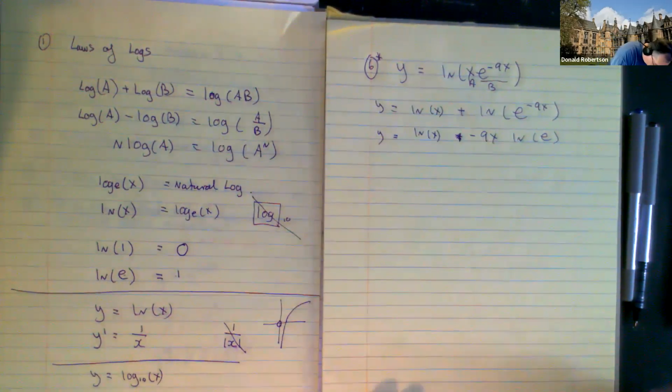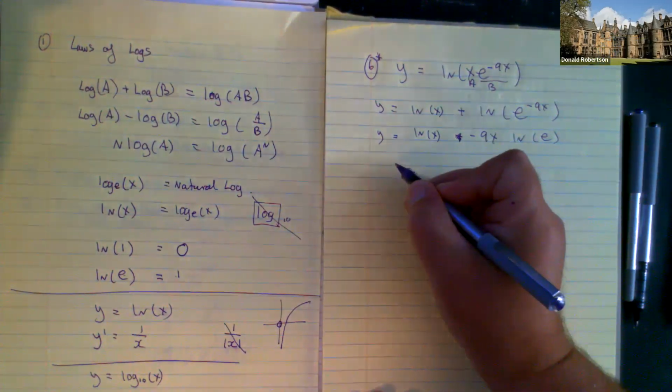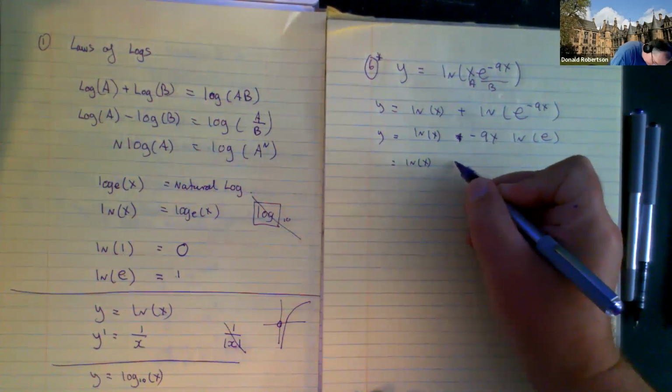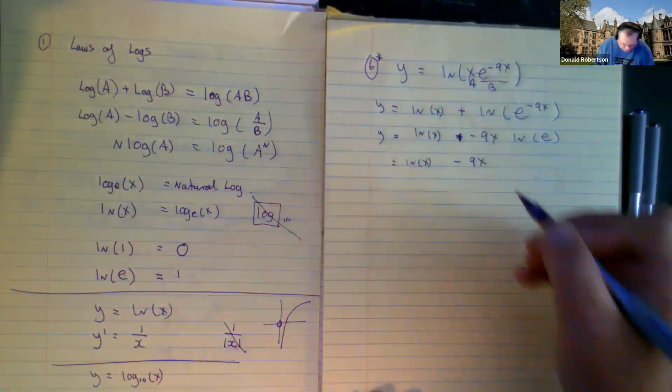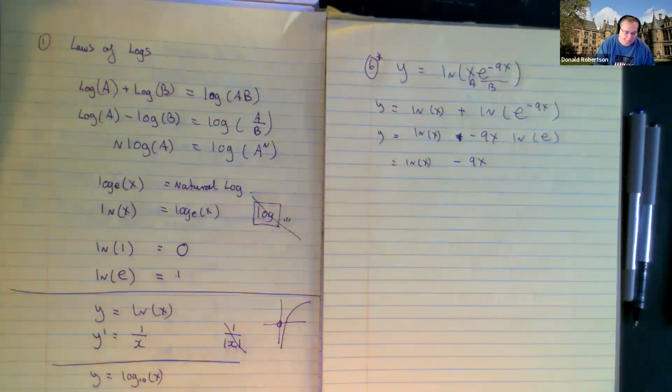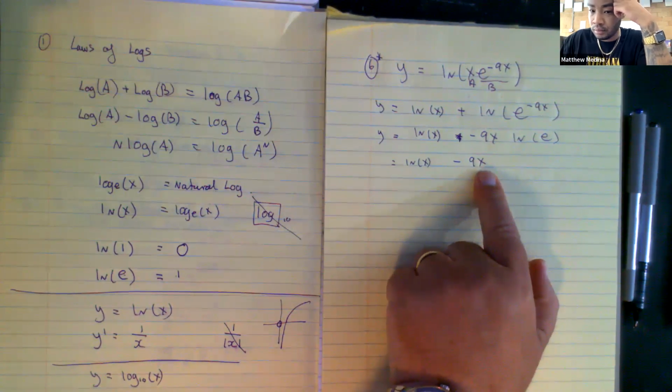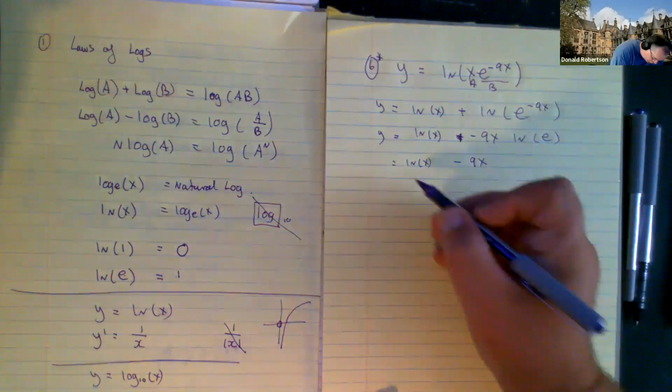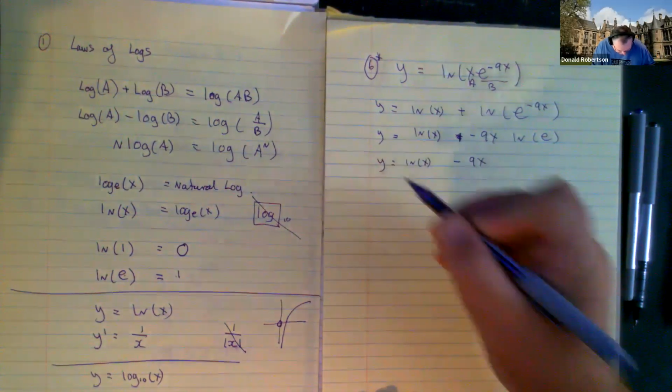I can do one more thing. What number is the natural log of e again? 1. So wouldn't that just be 9x times 1? So it's 9x. I hope you agree with me.